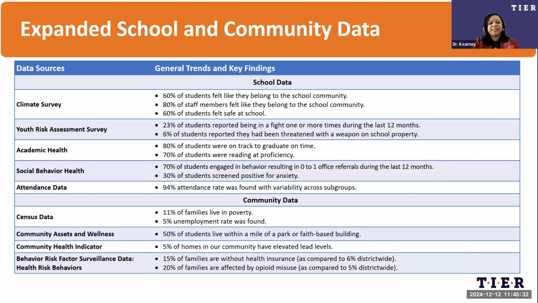This slide, hopefully you can see it, but I'll read some of the community and school data. This just comes from a campus and a slide that we use in one of our trainings, but this is just an example of a campus and the types of data that they looked for. So for school, they used some climate surveys, youth risk assessment survey, school behavior data, attendance data, right? And then for community data, they went all out and used census data. They used community asset and wellness data. They looked at community health indicators. So these are just examples of data that already exist.